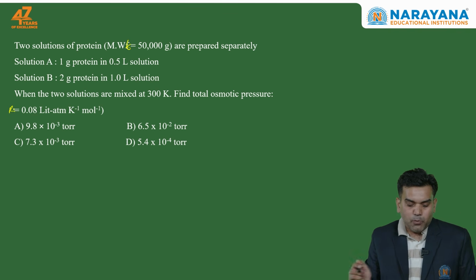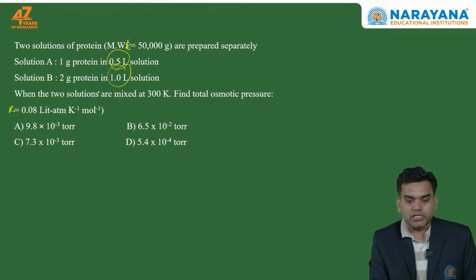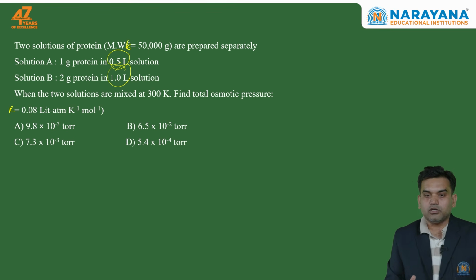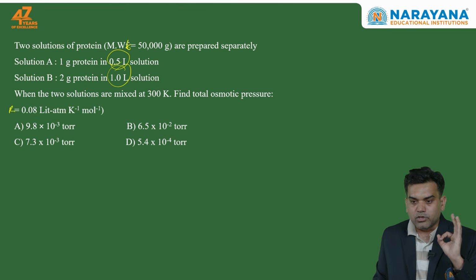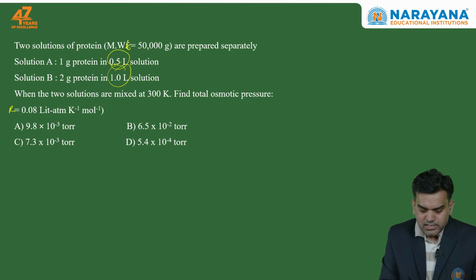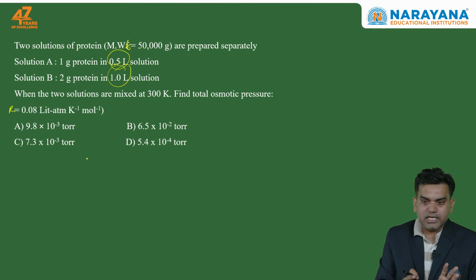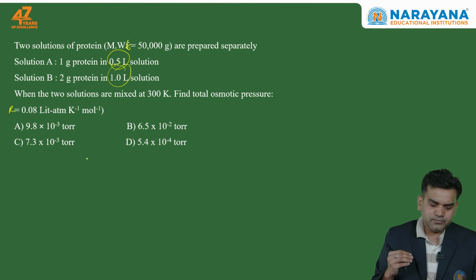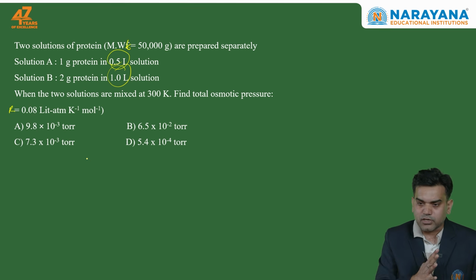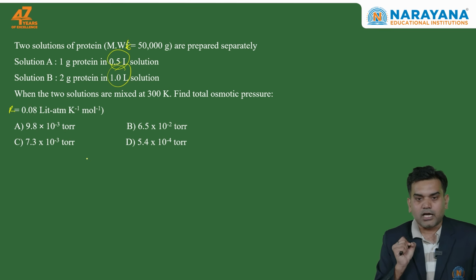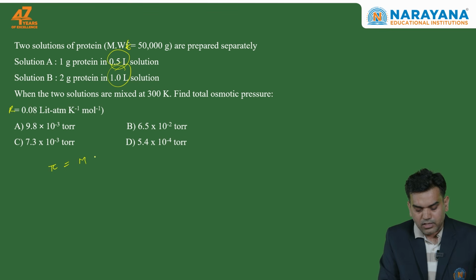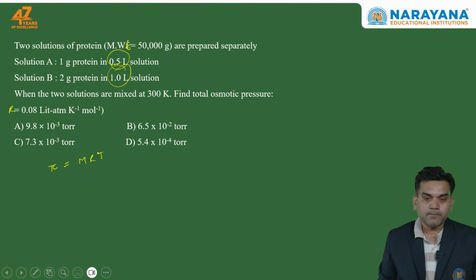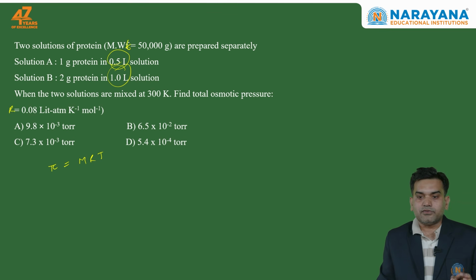If I mix this 0.5 liters of solution with 1 liter of solution, the total amount of solution will be 1.5 liters, and the total amount of protein will be 3 grams. Proteins do not dissociate or associate in water, and if nothing is mentioned about dissociation or association, we should not consider it. We should consider that its Van 't Hoff factor i is equal to 1. So I can say pi is equal to molarity into R into T. I have to consider the molarity of the total solution.